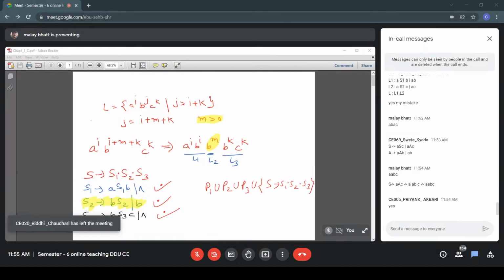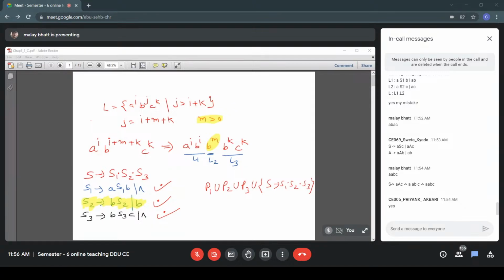That will give us the condition J is equal to I plus J. Here it is given that J is greater than I plus K. That means it is obvious that we cannot take J equal to M equal to 0. So now what do we have to write?